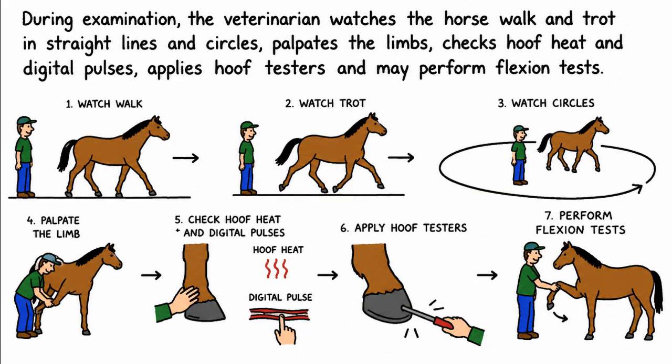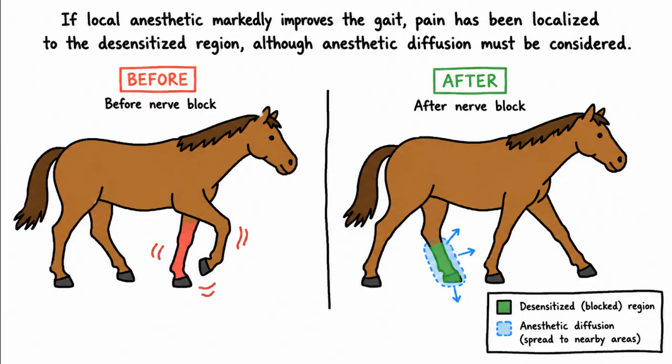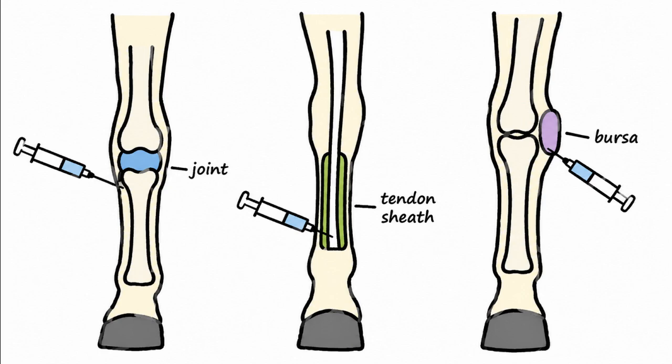During examination, the veterinarian watches the horse walk and trot in straight lines and circles, palpates the limbs, checks hoof heat and digital pulses, applies hoof testers and may perform flexion tests. Diagnostic nerve blocks are usually placed from the foot upward. If local anesthetic markedly improves the gait, pain has been localized to the desensitized region, although anesthetic diffusion must be considered. A joint, tendon sheath or bursa may then be blocked more specifically.